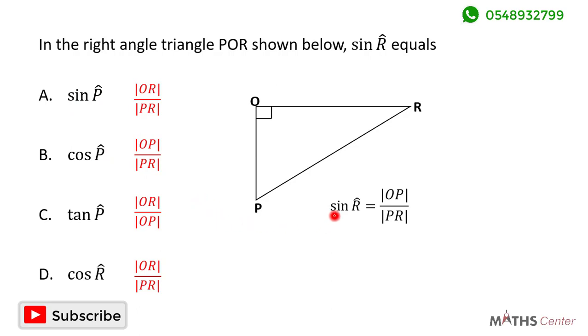We have sine R to be OP divided by PR. When we look through the options we have here, we can see that it is cos P that is the same as sine R, because cos P is also OP divided by PR. It means that in this right angle triangle, sine R is equal to cos P. So the correct option is B.